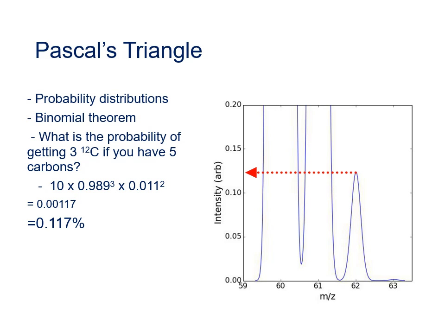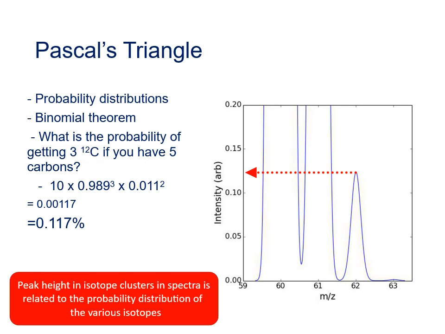Firstly, that you can use binomial theorem to calculate the relative abundances of elemental clusters of ions containing different combinations of isotopes. And secondly, that in the resulting mass spectra, the peak height in isotopic distributions is related to the probability distribution of the various combinations of isotopes. Of course, we will practice these calculations in the workshop.